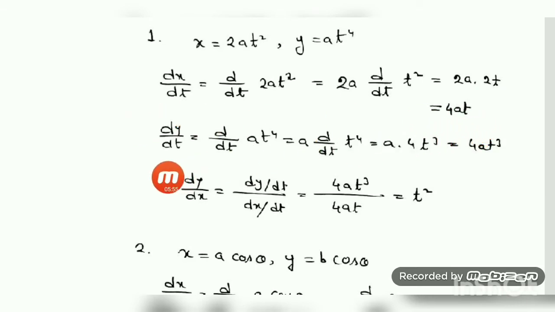Similar way, let us find out dy/dt. That is d/dt of what is y? a t to the power 4. a is a constant, so it will come out of the derivative, d/dt of t to the power 4. That is equal to a. What is the derivative of t to the power 4? It's 4t cube, as we have done this type of derivative earlier. So it is equal to 4a t cube.